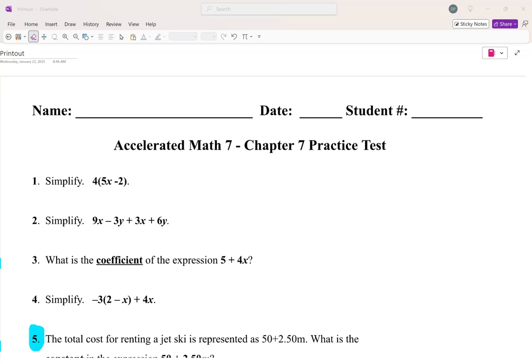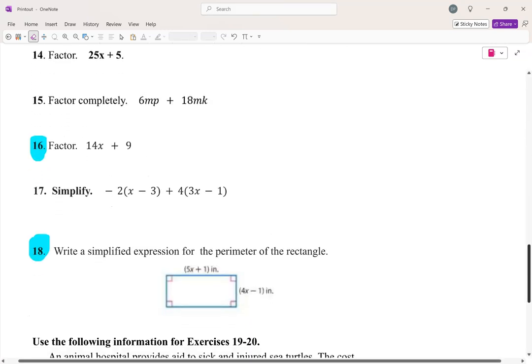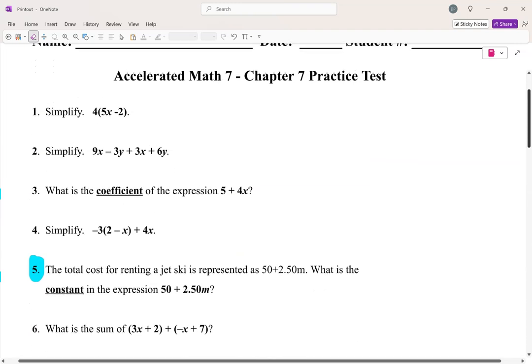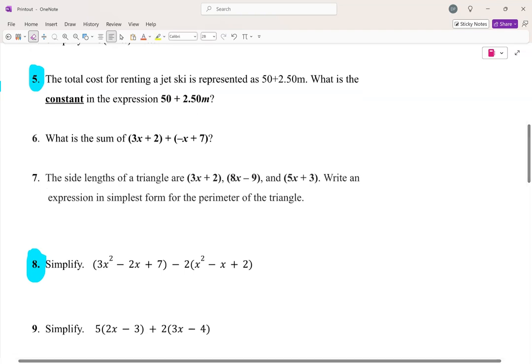Alright. Chapter 7 practice test. I think you all know how to do this. Just be careful with your negatives. Now, we're going to do the problems that people requested first, the blue ones. And then I'm going to do the others that we have time for.